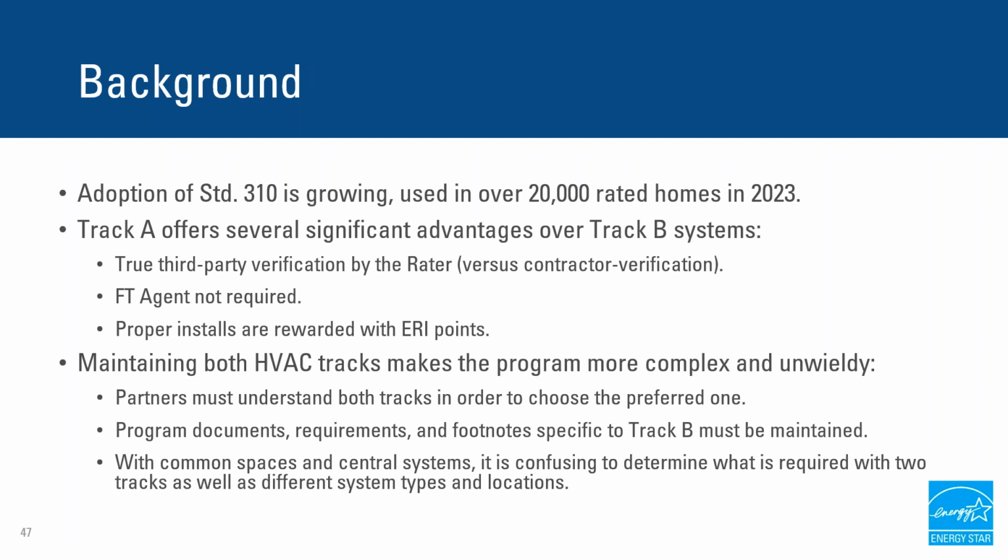As you can see from the previous slides, you need to figure out what is required for each track and choose which one makes sense. And then all of our documents and footnotes, etc., have to include all the information on both track A and track B and need to be maintained. And in general, just with common spaces and central systems, it gets confusing to determine what is required if we have two tracks, as well as all of these different system types and locations.